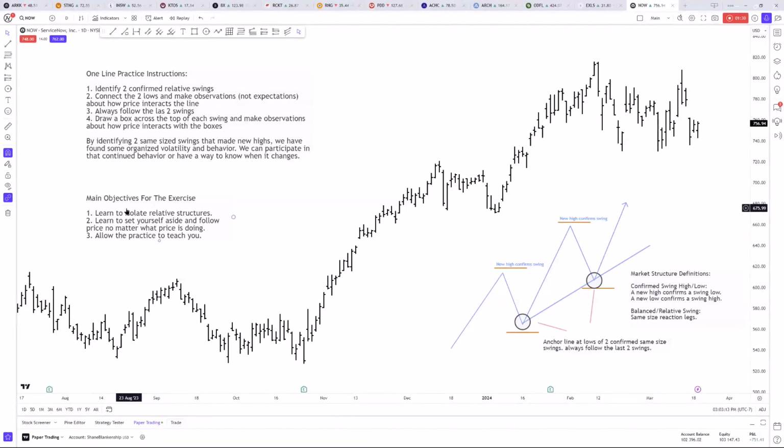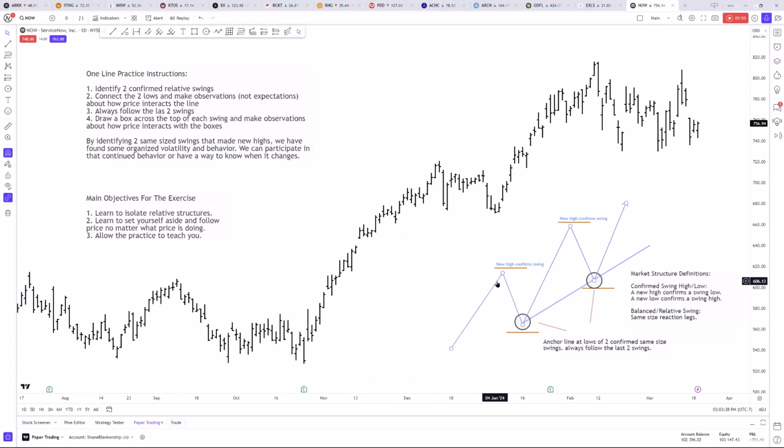I put some definitions here. So if you're going to measure or draw, you have to have something objective. So we've got some objective definitions. A new high is going to confirm that swing low, right? A new high is going to confirm that swing low. I have these definitions over here, right? And vice versa if the market's going down.